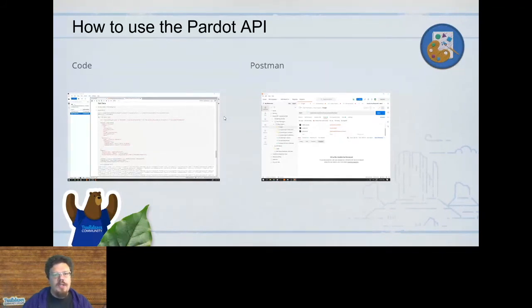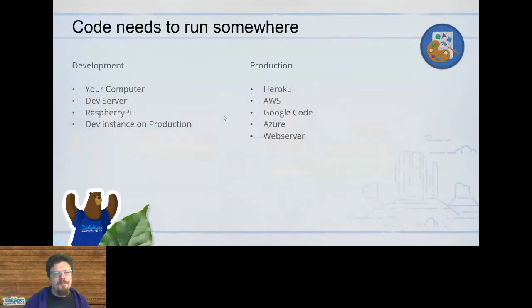So the code path, this is where it's like anything goes, right? Code needs to run somewhere. When you're figuring things out, learning, just developing that code, you can run it on your computer. You can run it on a dev server. You can run it on a Raspberry Pi, if you've got a Raspberry Pi floating around, right? You can run it on one of these. You could run it on a dev instance on your production server. The code needs to live and run somewhere.